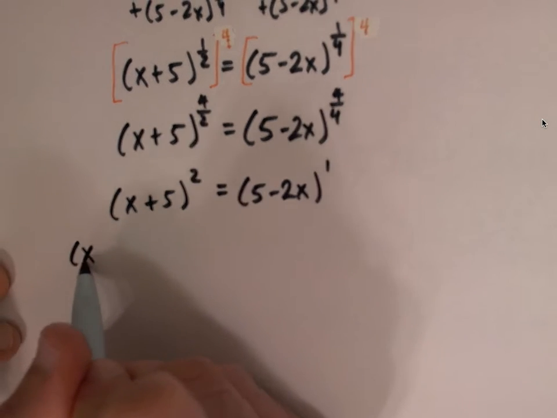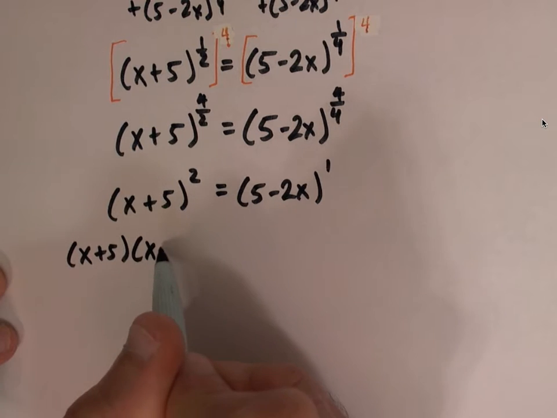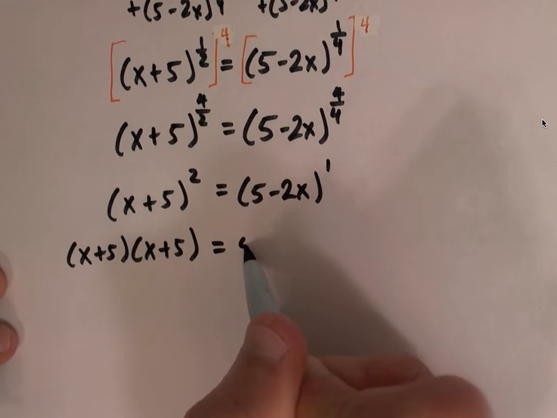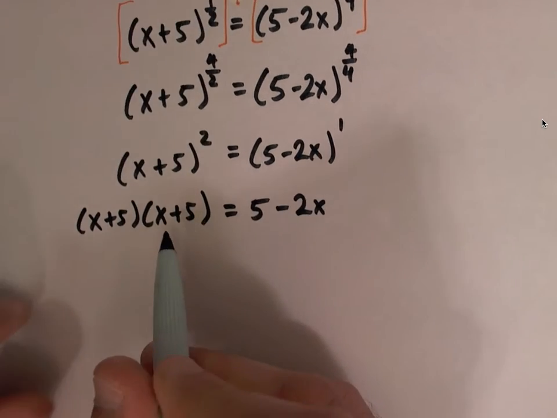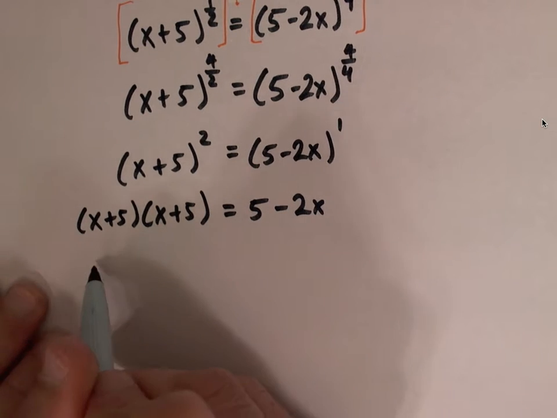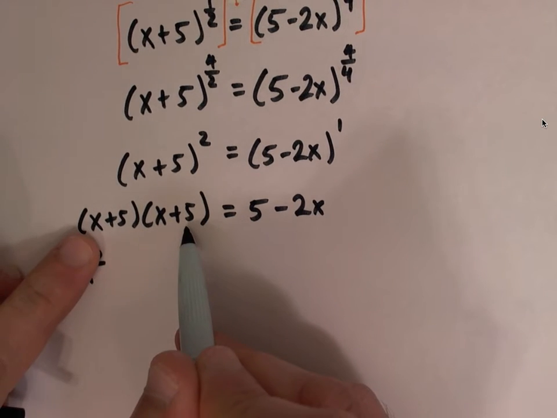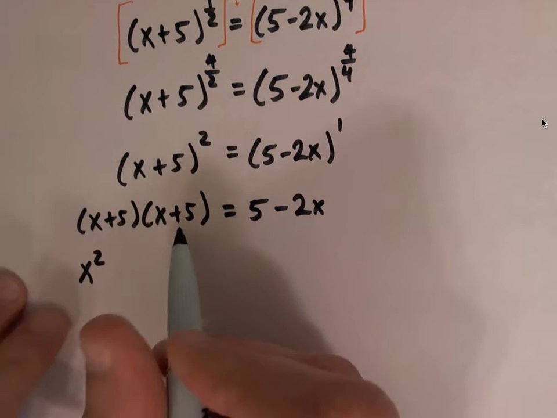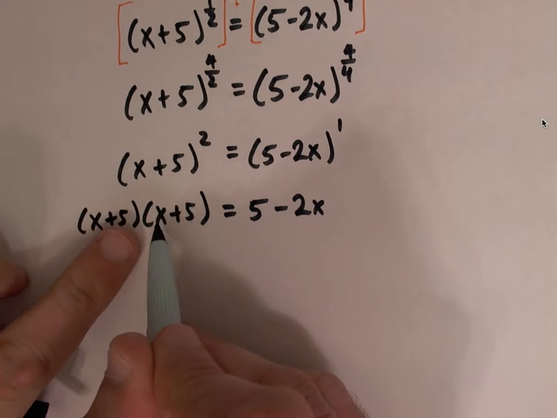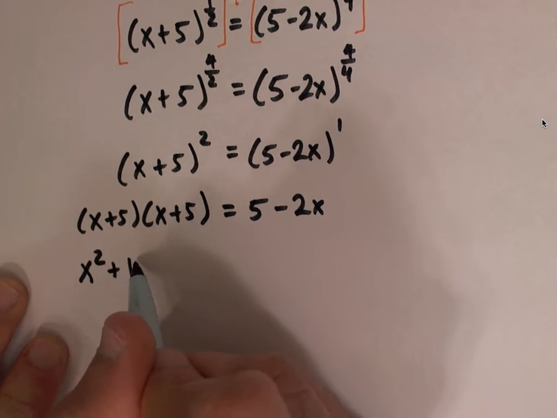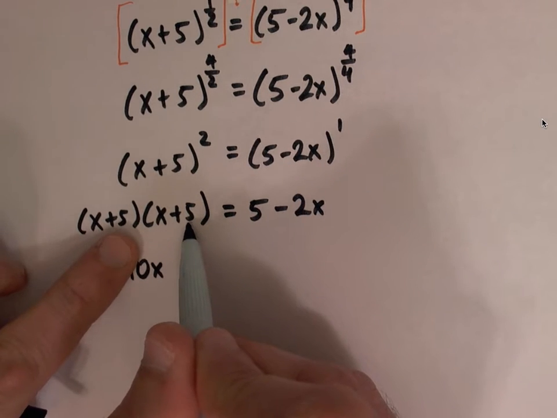So x plus 5 squared. So x plus 5 times x plus 5 equals, we'll drop the parentheses. Let's go ahead and FOIL this out. So x times x is x squared. Outside 5x, inside 5x. So 5x plus 5x is going to give us 10x. Right? You can FOIL that out just to check. And then 5 times 5 is 25.